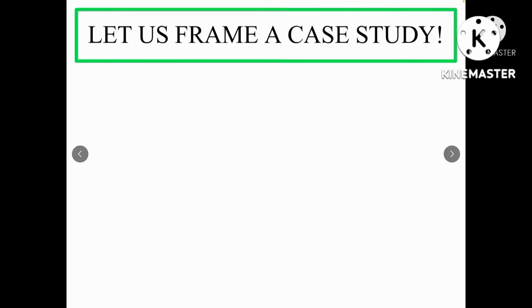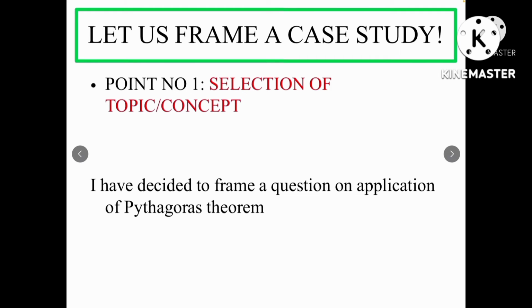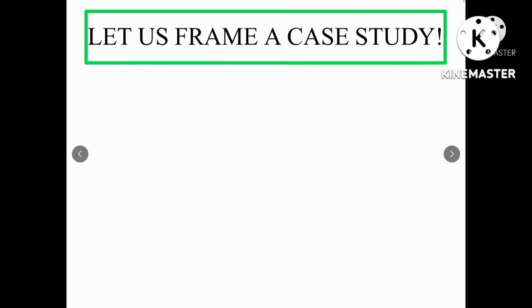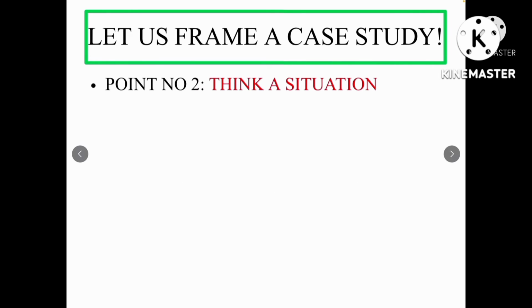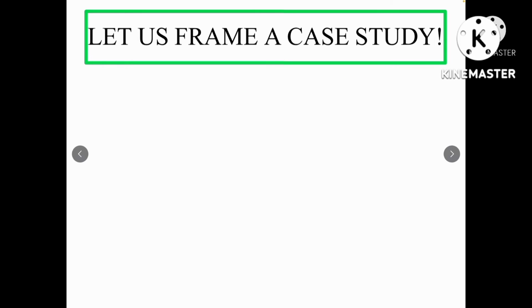Let us frame a case study. Our point number 1, the first point, says selection of topic or concept. I have decided to frame a question on application of Pythagoras theorem. Now point number 2 is think of a situation. While roaming around in my room, I saw a line of ants start from the corner of a roof. This is my situation, whatever I observed in my room; let us take it as a situation.